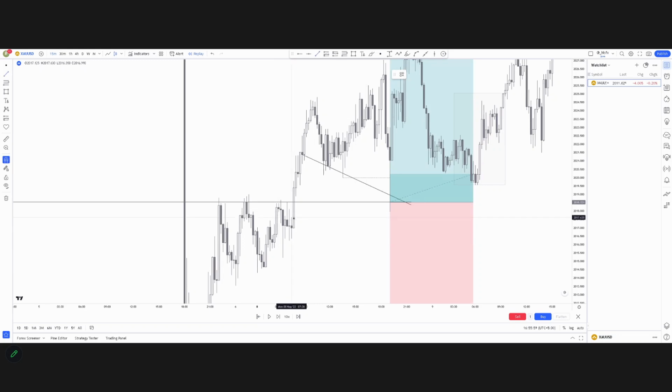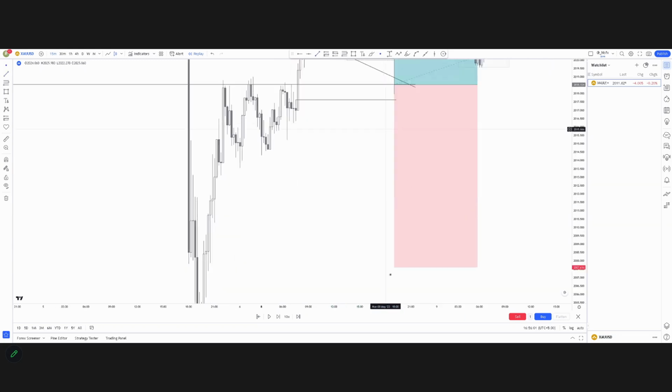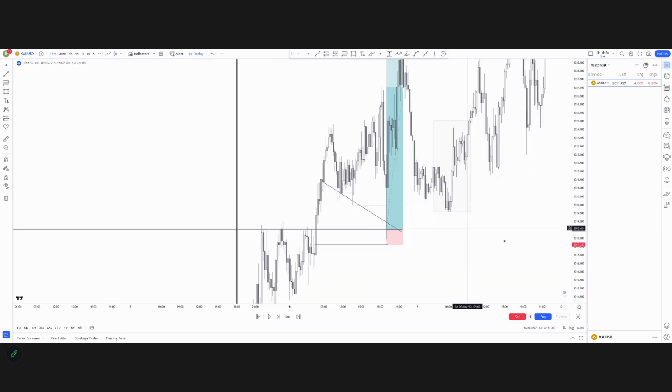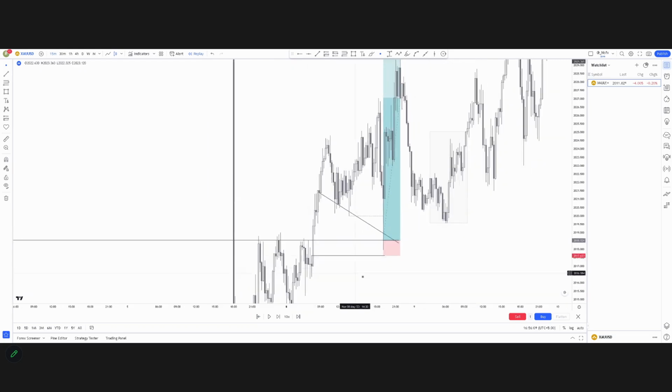Where do I put my stop loss? At the imbalance, at the closing of the imbalance. Okay. So now I can hold it straight like this. That's the first point.